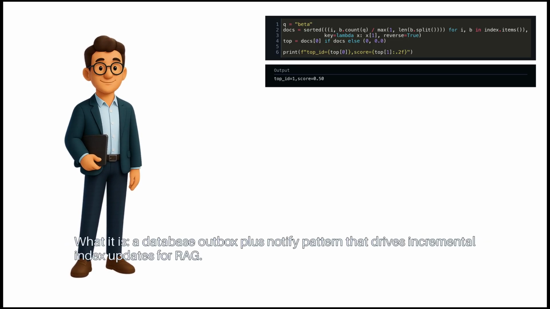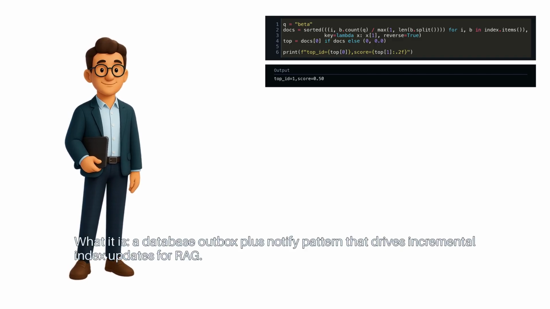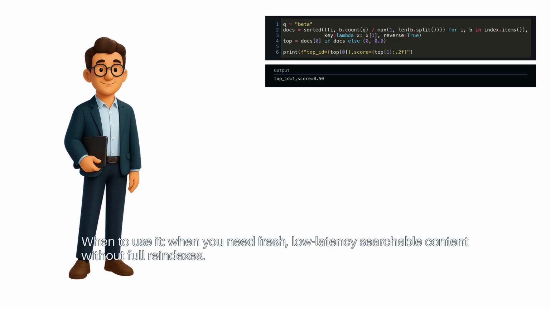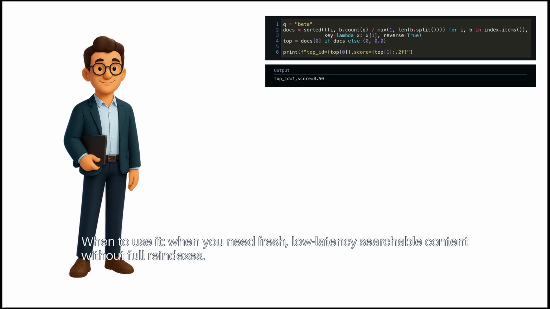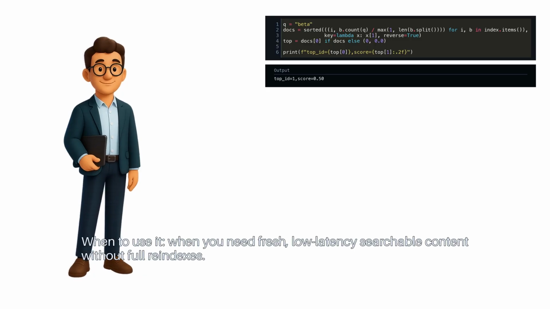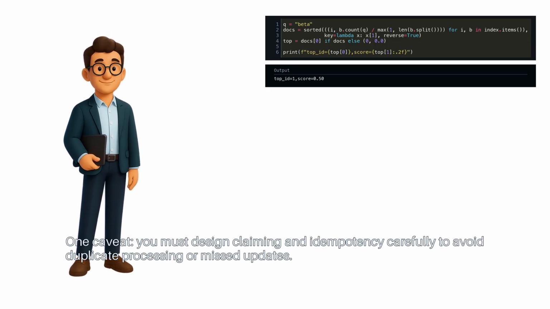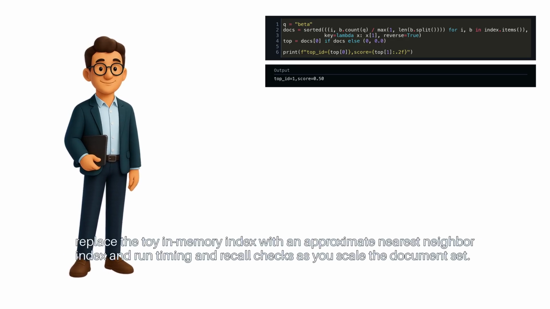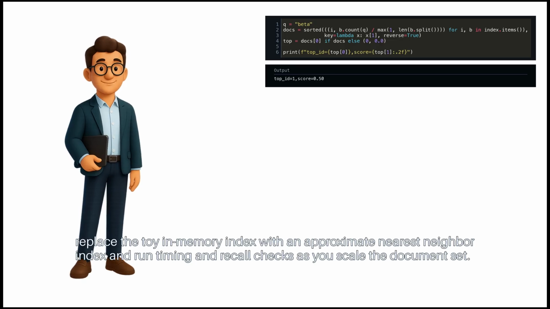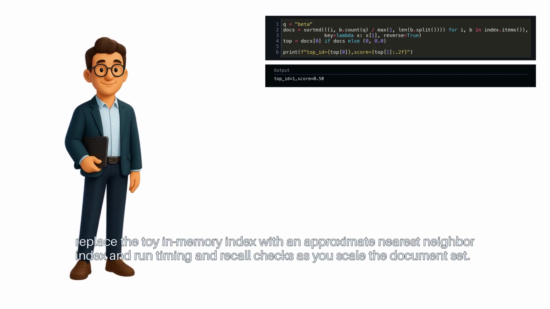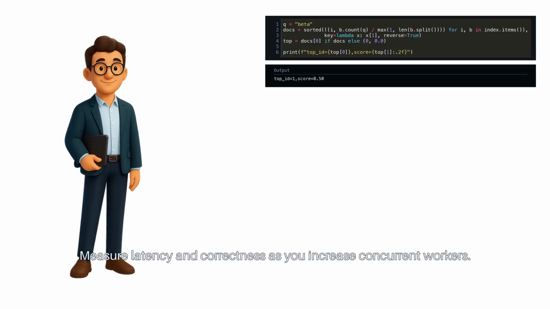Recap: what it is is a database Outbox plus notify pattern that drives incremental index updates for RAG. When to use it: when you need fresh, low-latency searchable content without full reindexes. One caveat: you must design claiming and idempotency carefully to avoid duplicate processing or missed updates. Next step: replace the toy in-memory index with an approximate nearest neighbor index, and run timing and recall checks as you scale the document set. Measure latency and correctness as you increase concurrent workers.